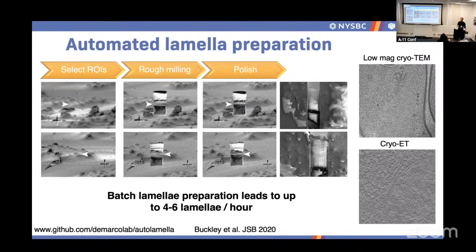The batch preparation helped a lot, because we went from making 1 lamella per hour manually to 4 to 6 lamellas an hour. There's still this feeling somewhere around the community that if you optimize and polish things manually, it's better. It's not, because you're not better than the computer, but the sense of control is still pervasive, I'd say.